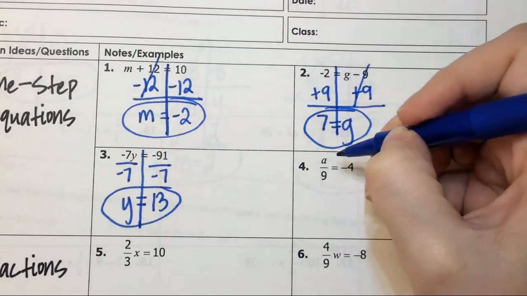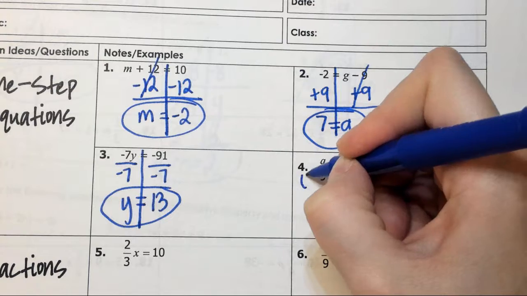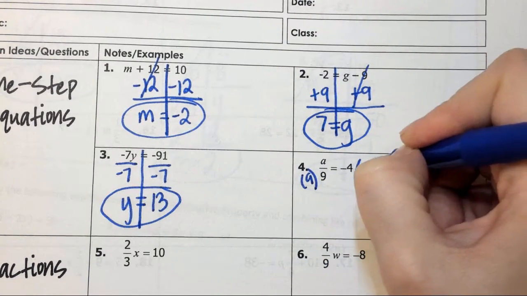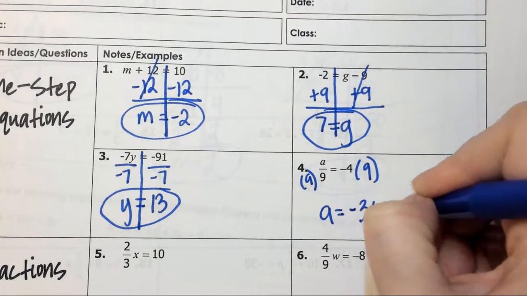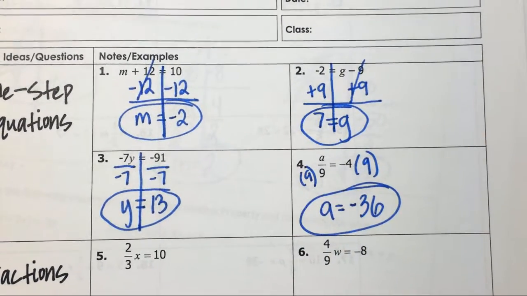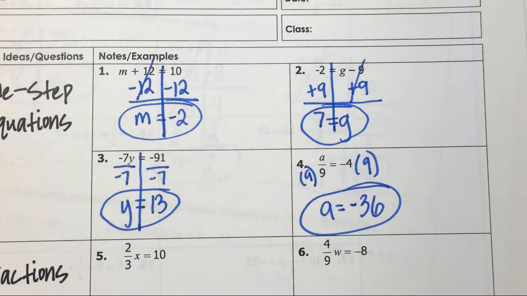And number 4, to solve this one, I multiply by 9. So A is equal to -36. Okay, any questions on this?